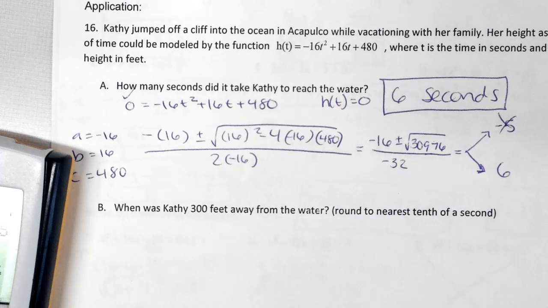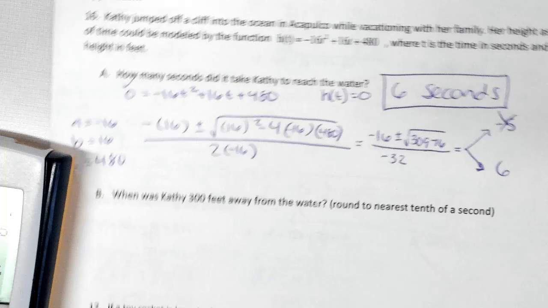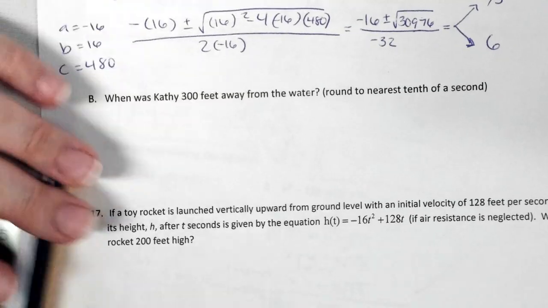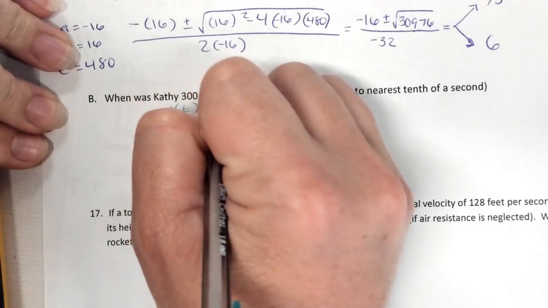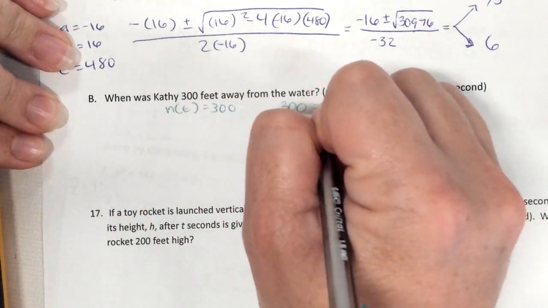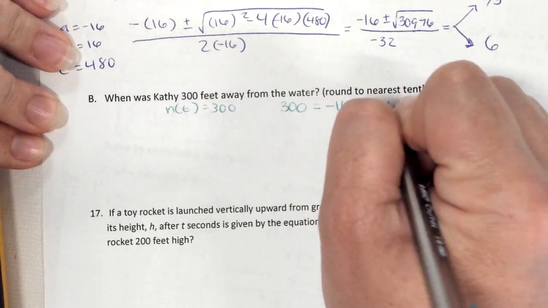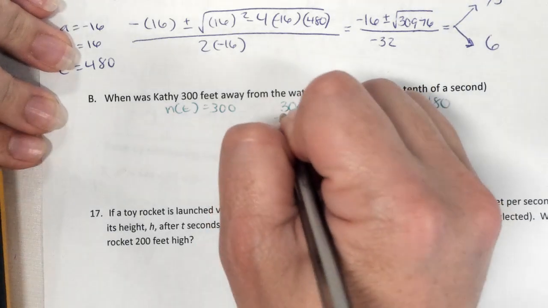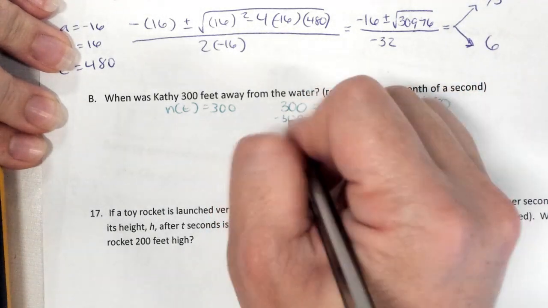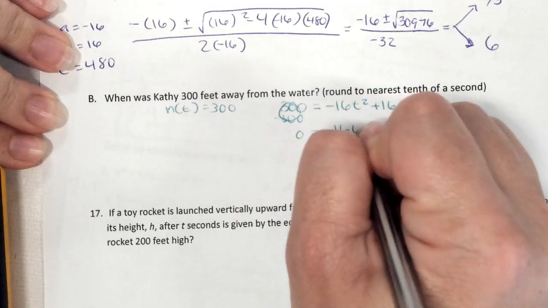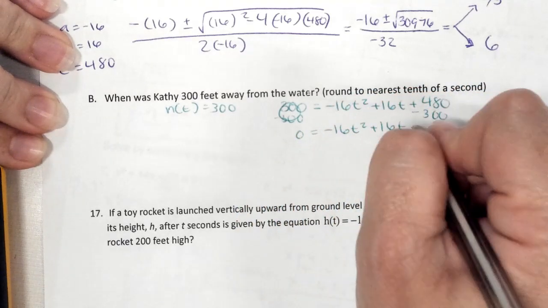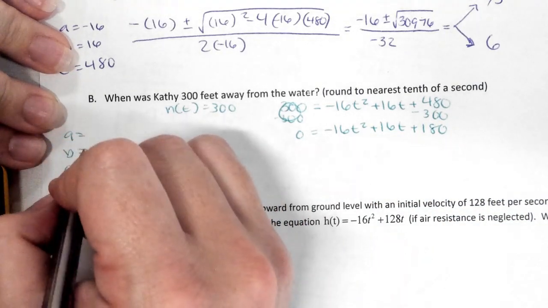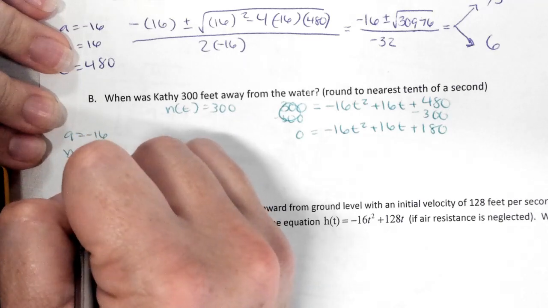Okay, let's look at letter B. So when was Kathy 300 feet away from the water? Well, we want to know when her height is 300. So 300 equals negative 16t squared plus 16t plus 480. Well, before I can start, I have to make it equal 0, so minus 300, minus 300. I get 0 equals negative 16t squared plus 16t plus 180. A is negative 16, B is 16, C is 180.